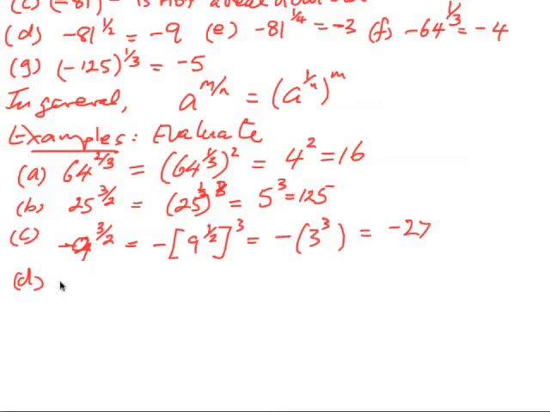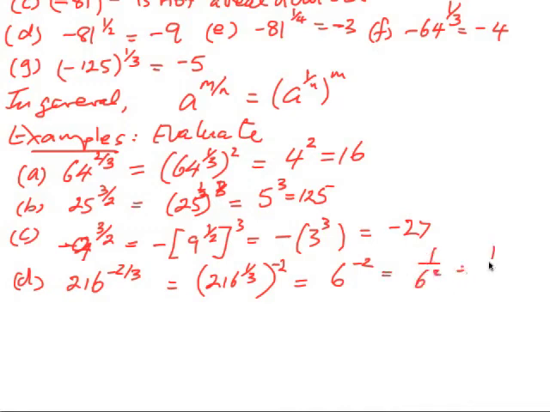What if we have this one? Let's suppose we have 216 to the negative 2/3 this time. So if we have a negative 2/3, this is going to be 216 to the third, to the negative 2. 216 to the third is going to be 6. So it looks like it's 6 to the negative 2, which will be 1 on 6 squared, which will be 1 on 36.